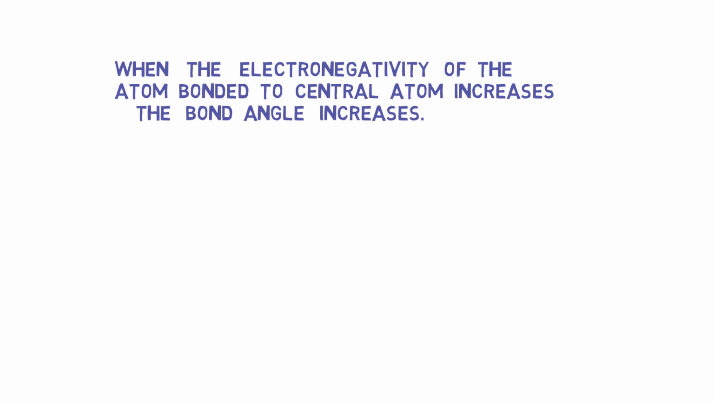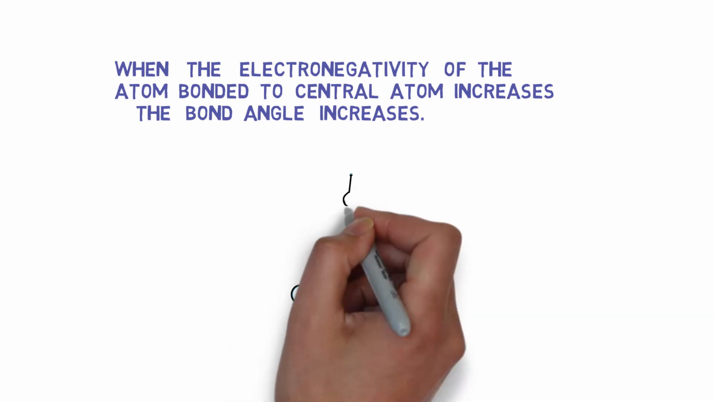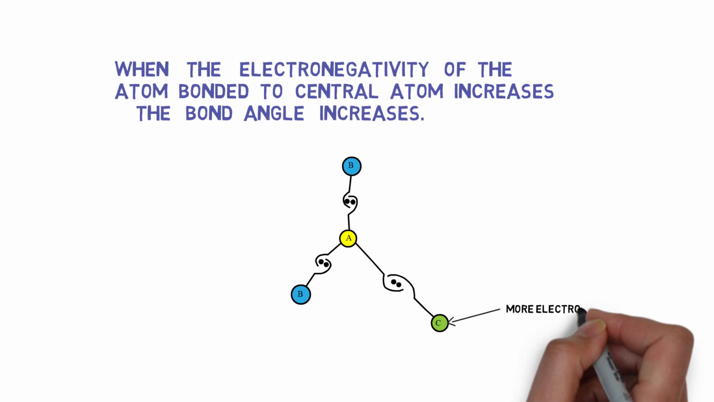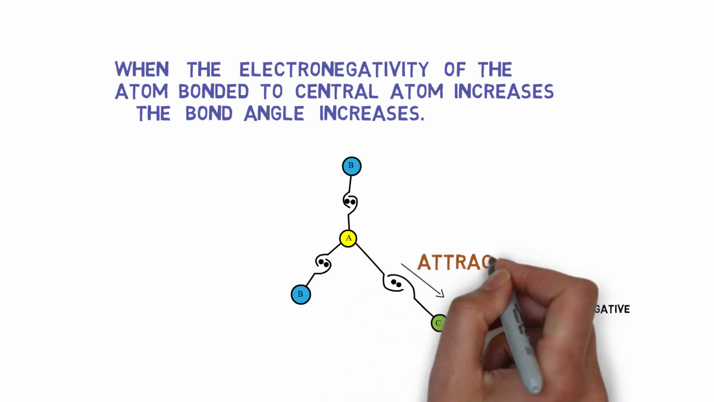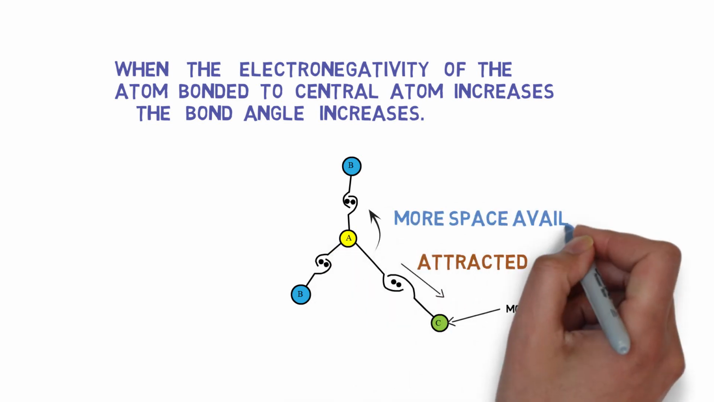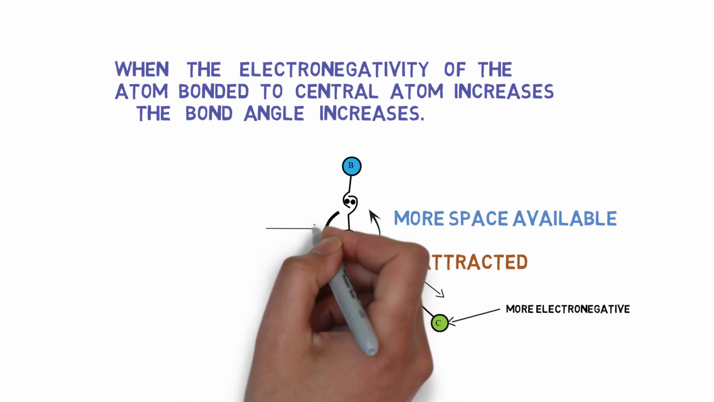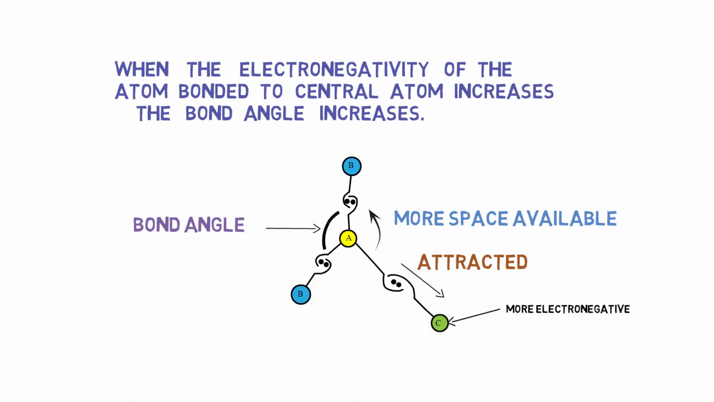the bond angle increases, because the electron pair will be attracted more towards the electronegative atom, which will give more space to the other bond pairs, and the angle between them will increase because they will have space available.